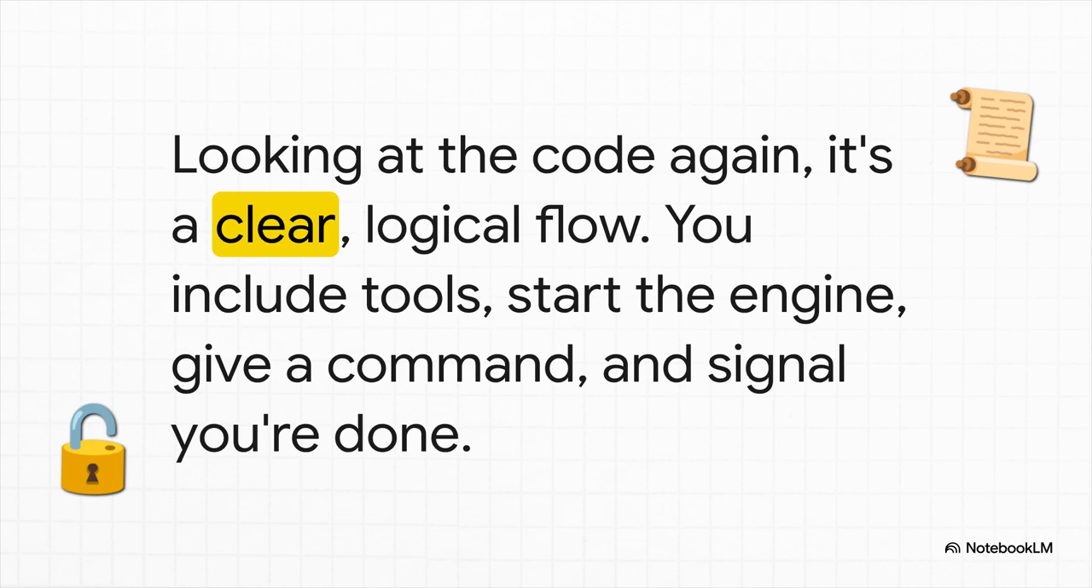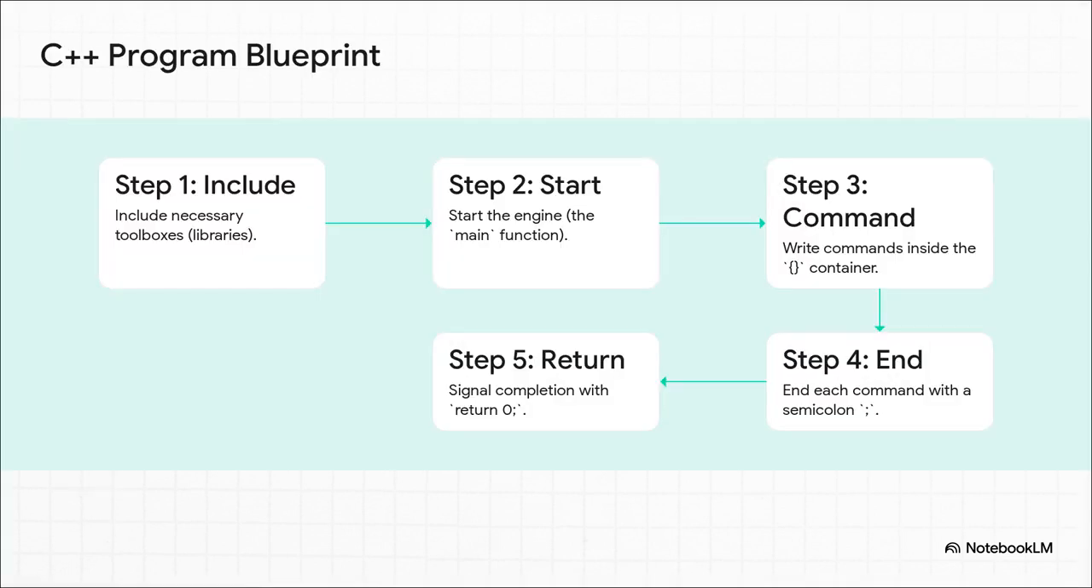It's actually pretty logical. We include our toolbox, we start the engine with main, we give our one command to send text to the screen, and then we signal that we're done. See? It's a clear step-by-step process. And that is the fundamental pattern. This is your C++ starter kit, right here. It doesn't matter if your program is 5 lines long or 50,000 lines long, it's almost always going to follow this basic structure. You include your tools, you start in main, you put your commands inside the container, you finish each one with a semicolon, and you report back that everything went well.